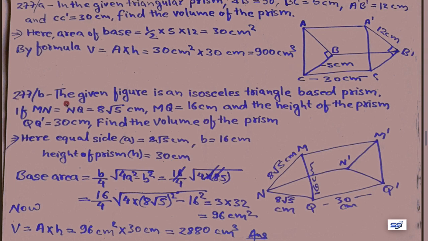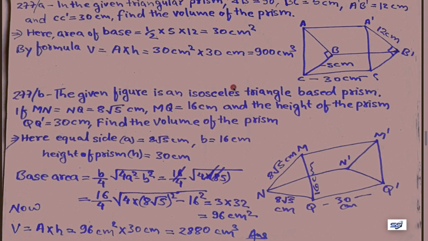277 upon B. The given figure is an isosceles triangle based prism. If MN is equal to NQ is equal to 8 root 5 cm, MQ is equal to 16 cm, and the height of the prism QQ' is equal to 30 cm. Find the volume of prism.